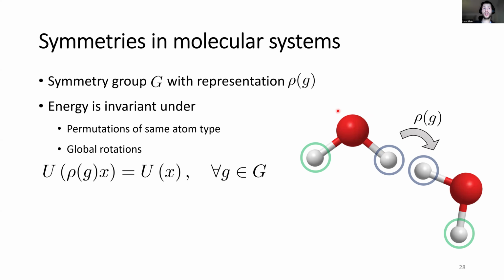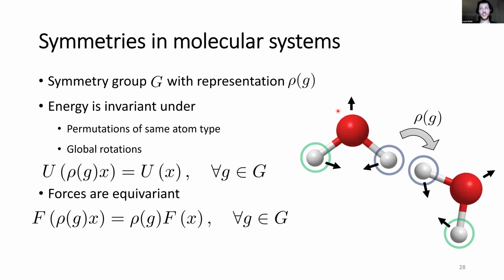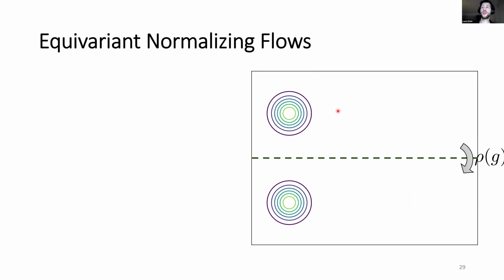hydrogen atoms. And this also means that the corresponding Boltzmann distribution, the probabilities there will be also invariant under the symmetry operations. And for forces, in contrast to that, these are equivariant, meaning that if we rotate the molecule, the forces are rotated in the same way. And we'll see that it might be important to respect these symmetries in our Boltzmann generators. But first, how can we construct equivariant normalizing flows? So here I'm now showing an invariant prior distribution, which is invariant under reflections across this axis here.